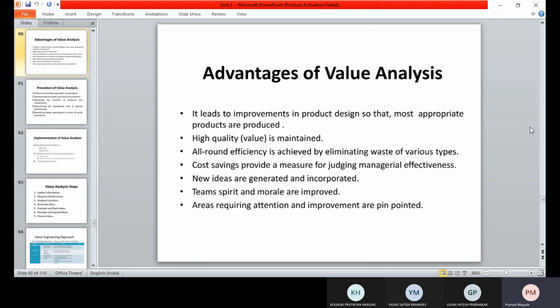Then second will be cost saving, which provides a measure for judging managerial effectiveness. Whatever cost we have defined is important, rather it is the correct cost for that particular product as per the new ideas. That is a basic advantage. And of course areas requiring attention and improvement will come from the feedback and at the time of the development process. So these are the basic advantages of value analysis. You can write these 3 to 4 points.